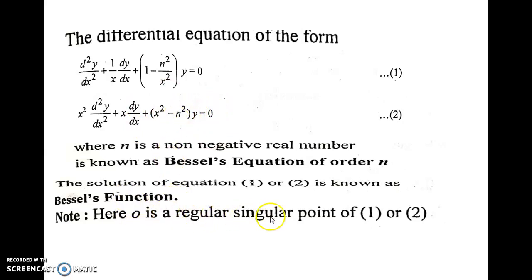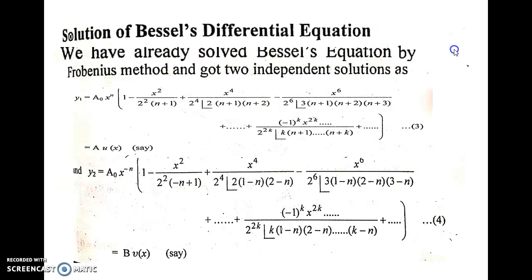Here 0 is a regular singular point of 1 or 2. We have proved in an example that 0 is a regular singular point of equation 1, whether it is 1 or 2. So you know how to find the ordinary and singular points when we check it. Here 0 is a regular singular point of the Bessel's equation. Now we have already solved the Bessel's differential equation of order n in case 1 of the Frobenius method, which is called the Bessel's function.